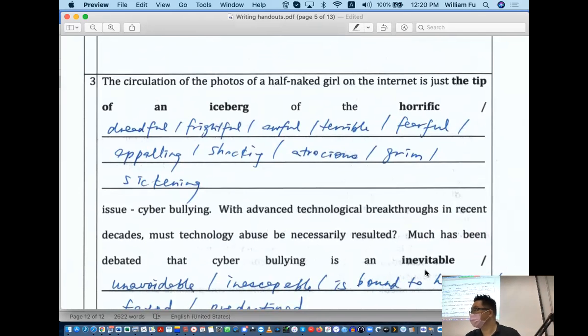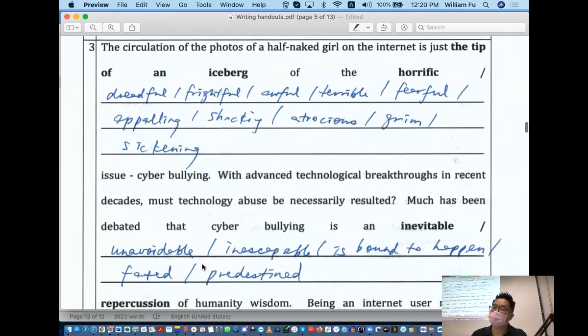What's inevitable? Yes, 無可避免嘅, unavoidable, inescapable, or is bound to happen. Later, a boy will come up to you. Yes, our being together is bound to happen. And what would you say to him? Okay, yeah. Our being together, me and you together, is bound to happen. Okay, fated. Okay, 注定嘅, predestined. This is a destiny.